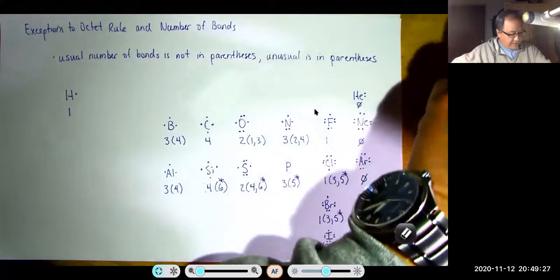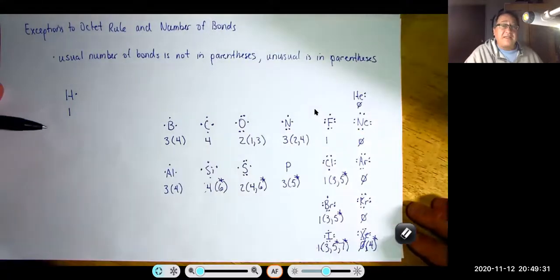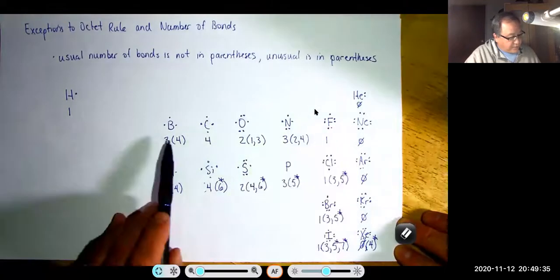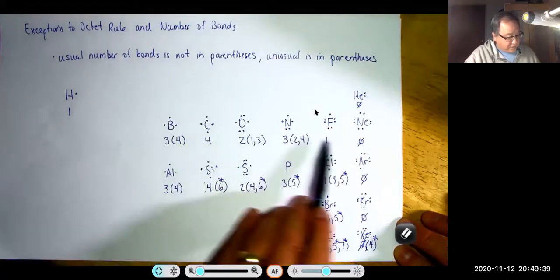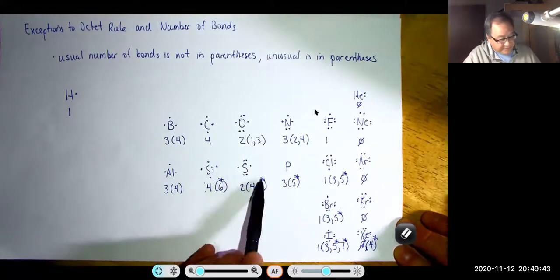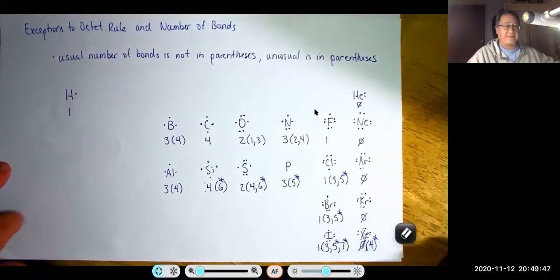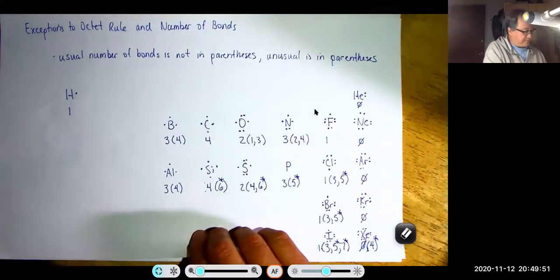So this is back to the number of bonds atoms normally like to make. So hydrogen 1, boron 3 valence electrons, carbon 4 valence electrons, and so forth and so on. And you'll notice here that the bonds with asterisks next to them are ones that are expanded octets, hypervalent atoms. Okay, so those are exceptions to the octet rule.